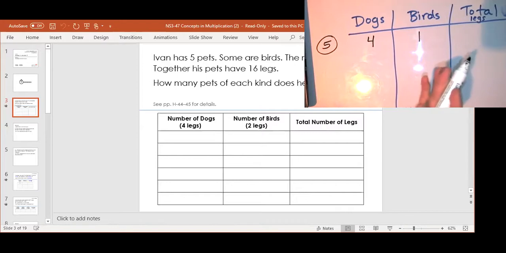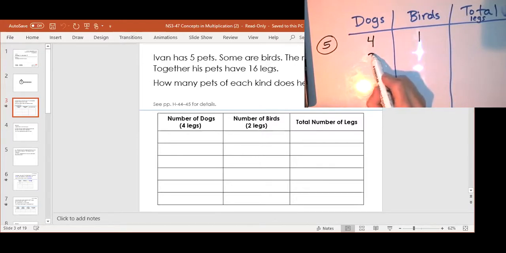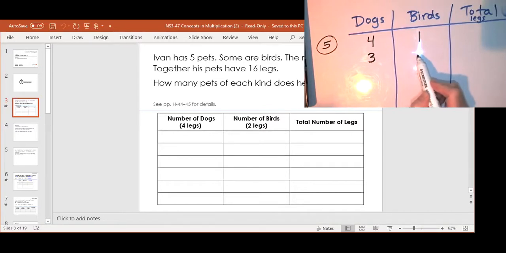Or we don't know if that's right. He could have 3 dogs. And if he has 3 dogs, he has to have how many birds? 2. Or he could have 2 dogs and 3 birds. Or he could have 1 dog and 4 birds. So those are the choices.